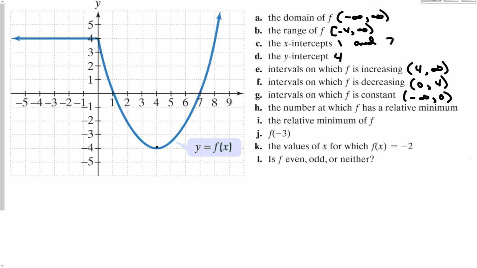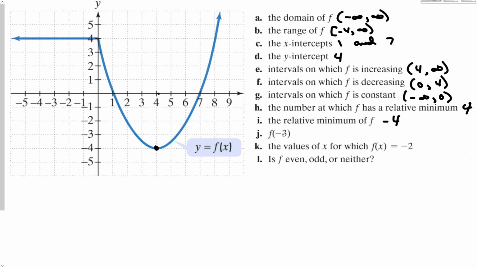Now here's what I said before, that these two can be tricky. The number at which f has a relative minimum. When I see this, the number at which this function has a minimum, that means the x value. So this function has a minimum at 4. And that minimum is the output, -4. And I can clearly say that's my point, 4, -4. This question is asking for the input. This one is asking for the output.